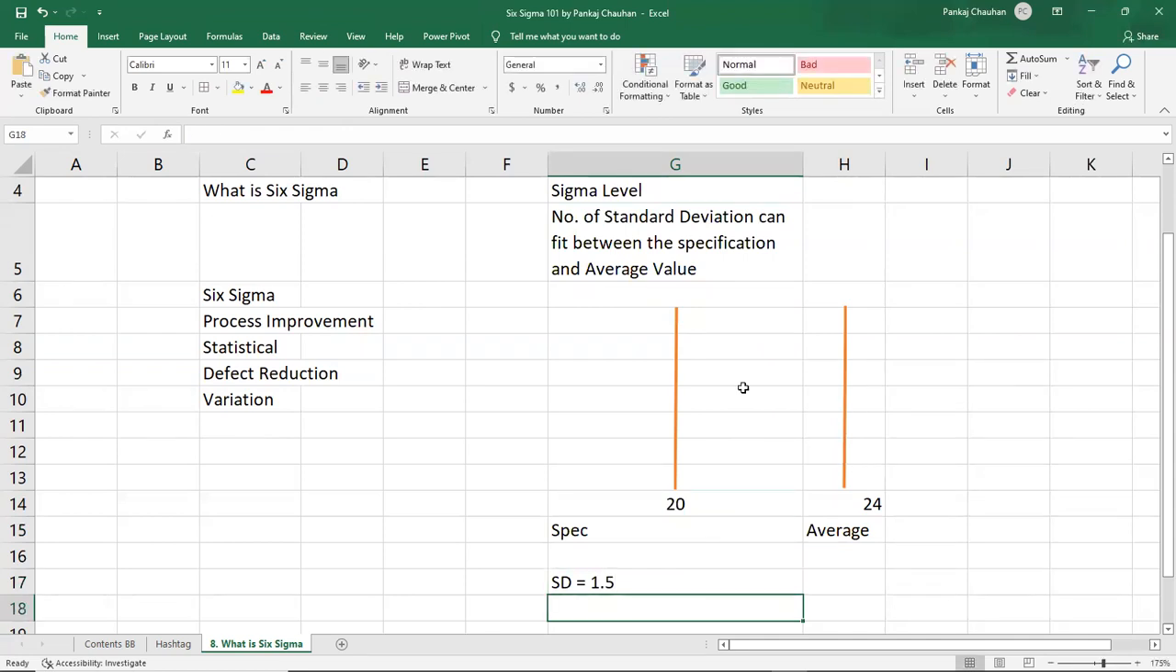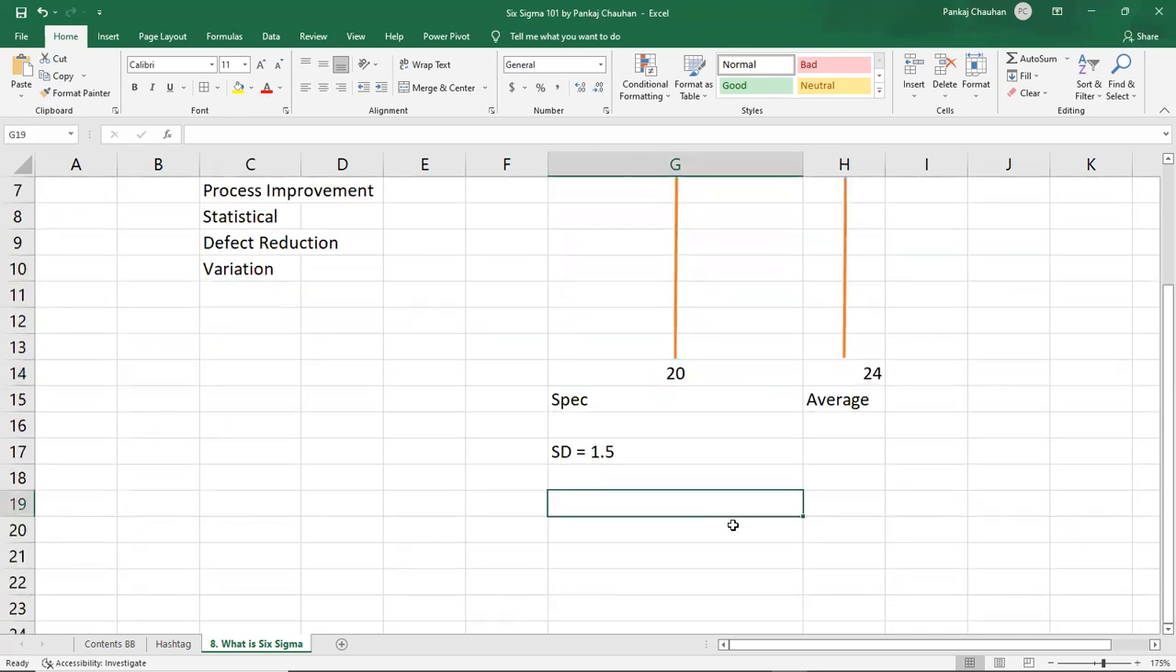So how many standard deviations can you fit between the average and the specification? I will see how much the difference is between the average and the specification. This value will be 24 minus 20, so this value is 4, and the standard deviation is 1.5. What ratio will come? The ratio will be 4 divided by 1.5, which is 2.66. So as per this data, the sigma level of the process is 2.66.